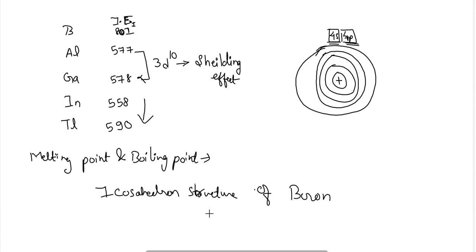It is generally a black colored solid, and it has a non-metallic nature, while the other elements are metals, but boron has a non-metallic nature here in group number 13. Okay, it is generally a non-metal here, and sometimes it is also considered a metalloid.